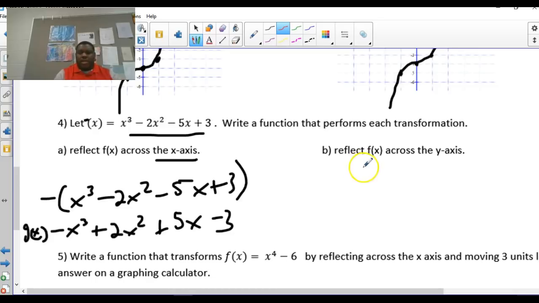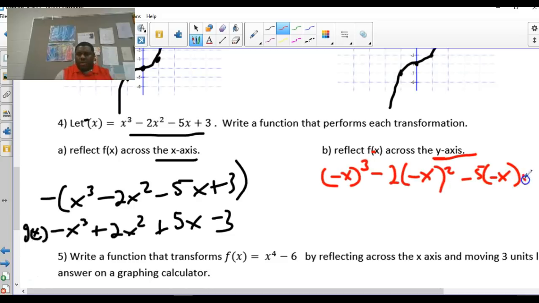Over here, we're going to take the equation f of x and reflect it across the y-axis. So when you reflect across the y-axis, remember the y gets the negative. So here, the x gets the negative. Every x you see in this equation gets a negative. So you end up with negative x cubed minus 2 negative x squared minus 5 times negative x plus 3.